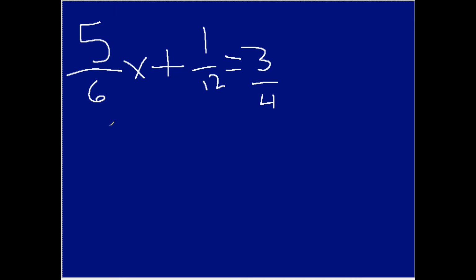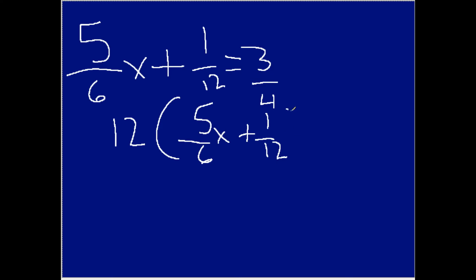To go through all the steps, it's going to look something like this. You're going to have 12 out here on the outside, and then inside your parentheses you'll have 5 over 6x plus 1 over 12, like so. Whatever we do on one side of the equal sign, we must do on the other side. So then we have equals, and we'll still have our 3 over 4, and we'll just put the 12 in parentheses like so. Now, the next thing we have to do is distribute this 12.